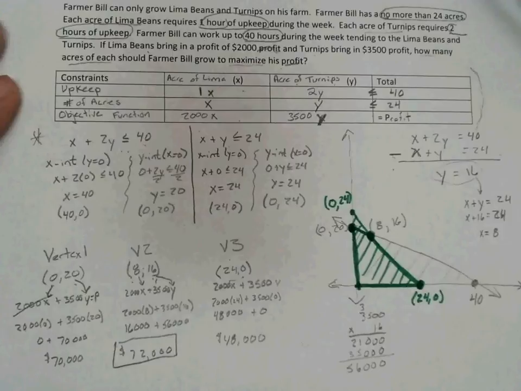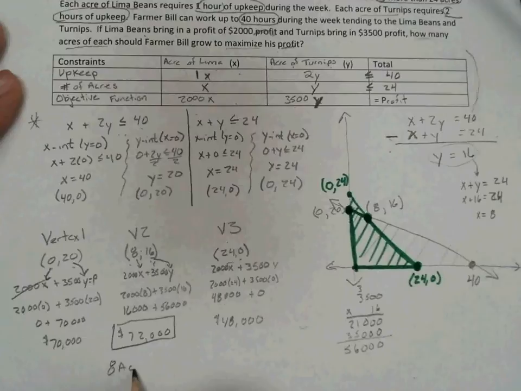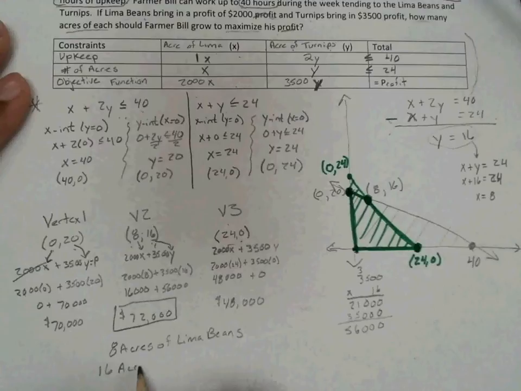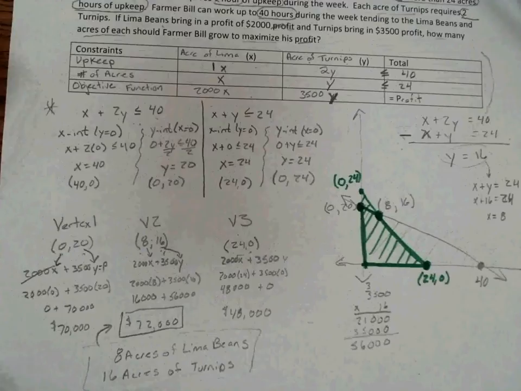In order to make that profit, we're going to need 8 acres of lima beans, 16 acres of turnips. And if we grow these acres, we'll maximize our profit, and we'll have a profit of that.